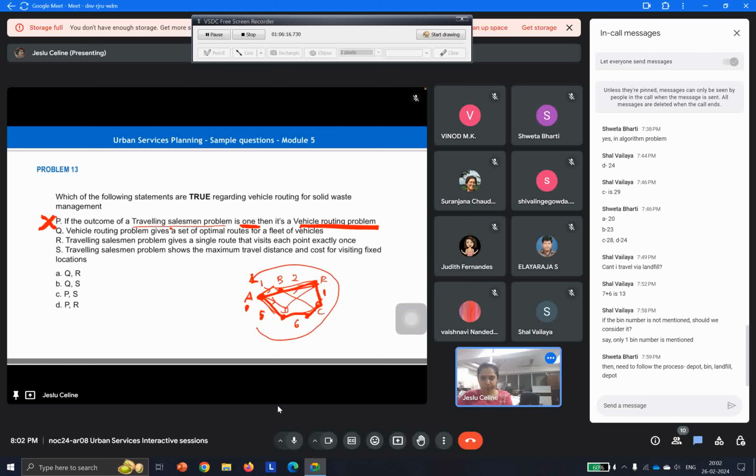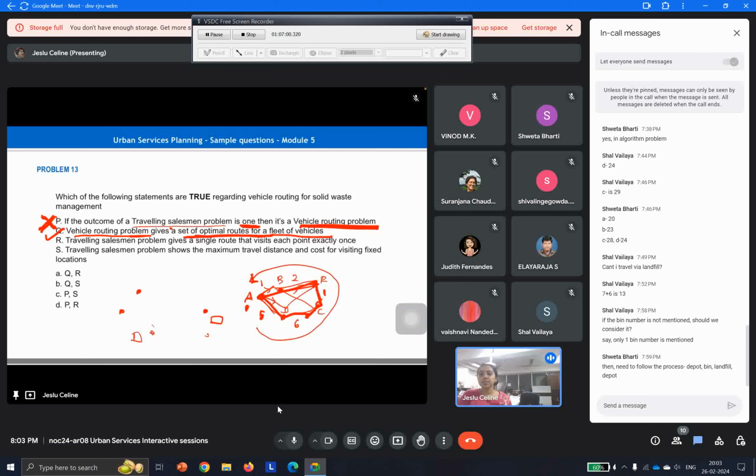Second one: vehicle routing problem gives a set of optimal routes for a fleet of vehicles. That's a correct statement. When we discussed the vehicle routing problem, there are multiple vehicles starting from different locations. We need to route them in such a way that all the vehicles optimize their distance, a collective optimization, so that within the minimum time all the regions can be covered. It's like having multiple traveling salesmen, so each vehicle becomes a traveling salesman. So it's for a fleet of vehicles. Multiple traveling salesman optimization together becomes a vehicle routing problem. So this is a correct statement.